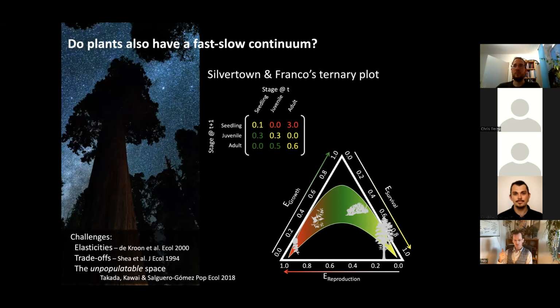The first criticism is that elasticities have some nonlinearities that were not considered here. The second one is that because elasticities of population growth rate with respect to matrix elements by mathematical definition add up to 1, it's really difficult, if not impossible, to pinpoint trade-offs. Because if the elasticity of, say, reproduction increases, the elasticities of growth and survival must by definition decrease so that the summation adds up to 1. So that was criticized on that basis.